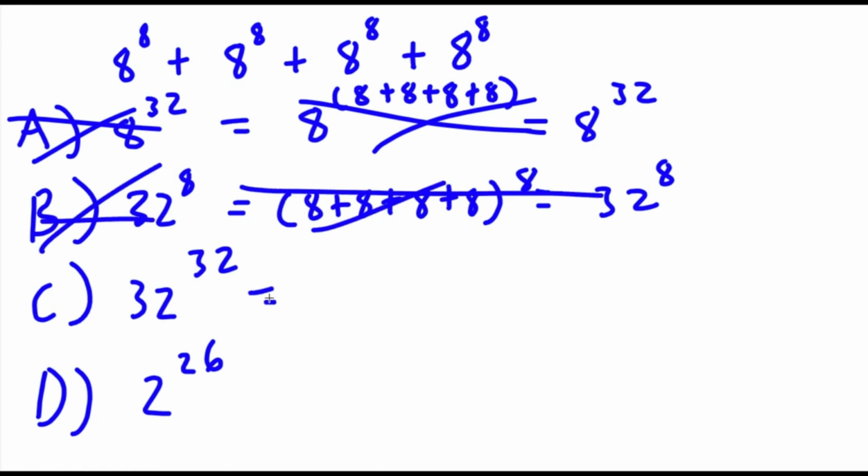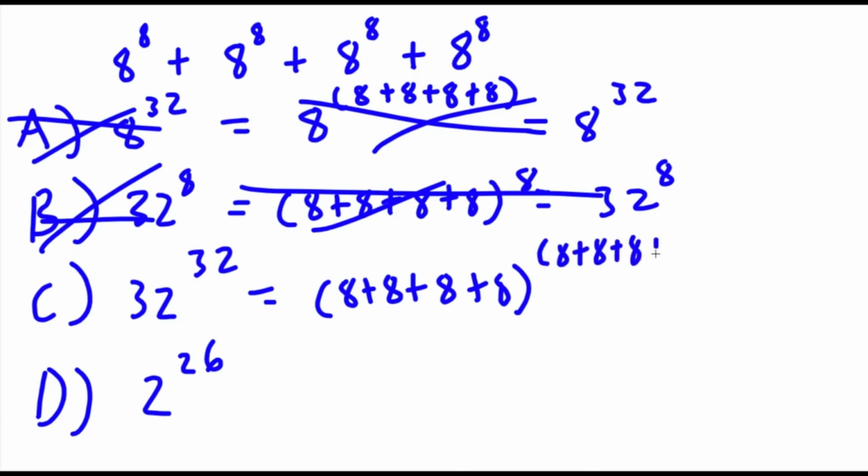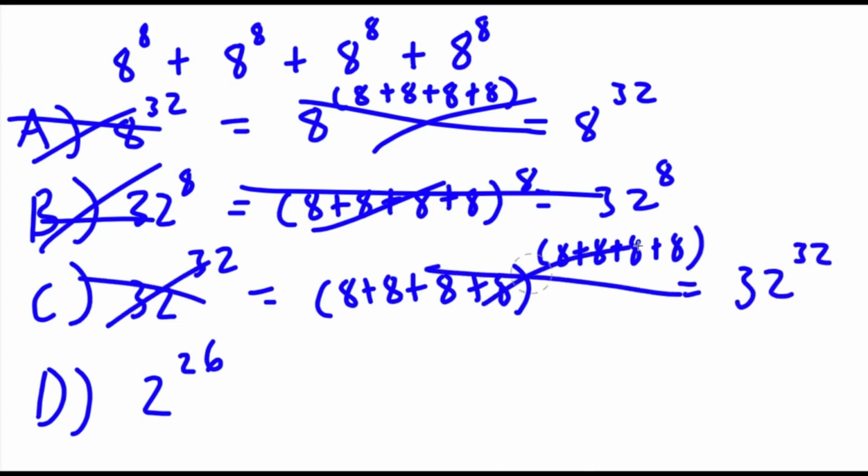Now, for 32 to the power of 32, they did both. They added all the exponents and the bases. So they did 8 plus 8 plus 8 plus 8 to the power of 8 plus 8 plus 8 plus 8, and they got 32 to the power of 32. And this method is wrong as well.